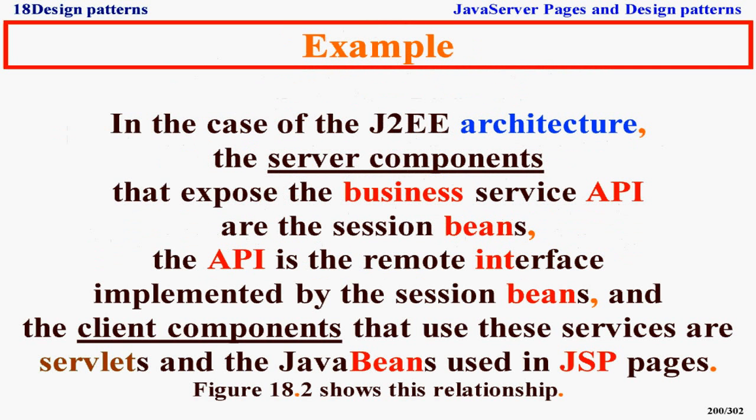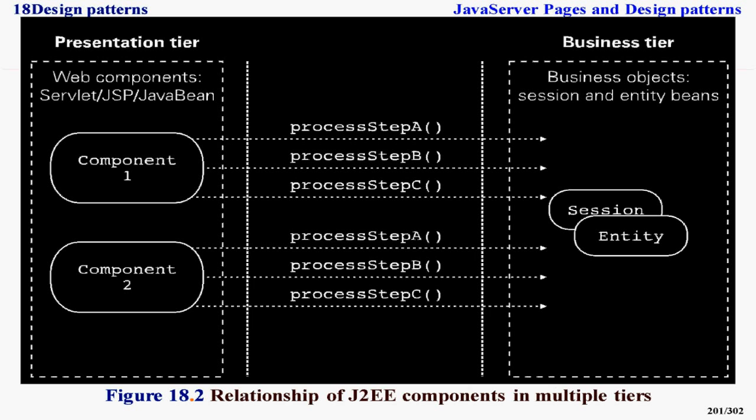Example. In the case of the J2EE architecture, the server components that expose the business service API are the session beans. The API is the remote interface implemented by the session beans, and the client components that use these services are servlets and the Java beans used in JSP pages. Figure 18.2 shows this relationship. Figure 18.2: relationship of J2EE components in multiple tiers.